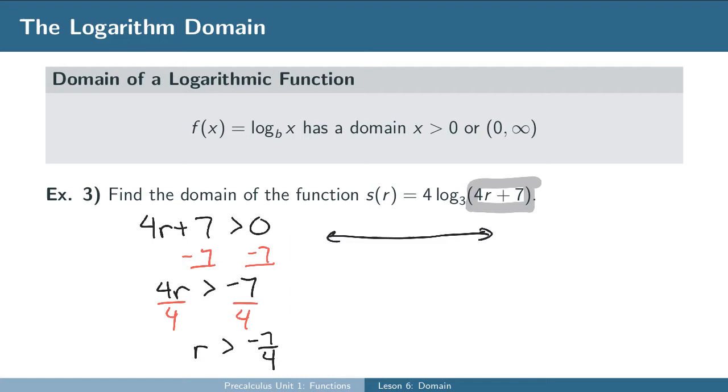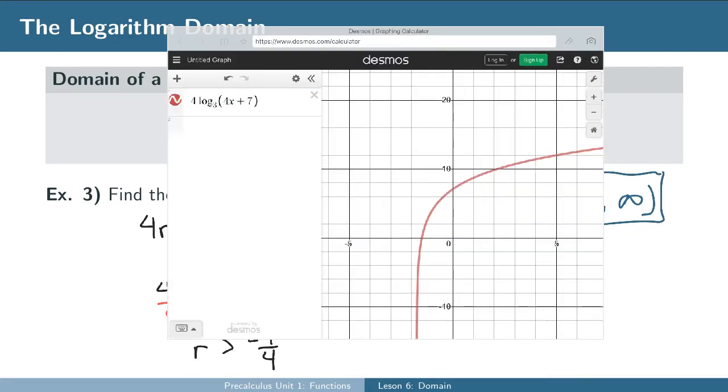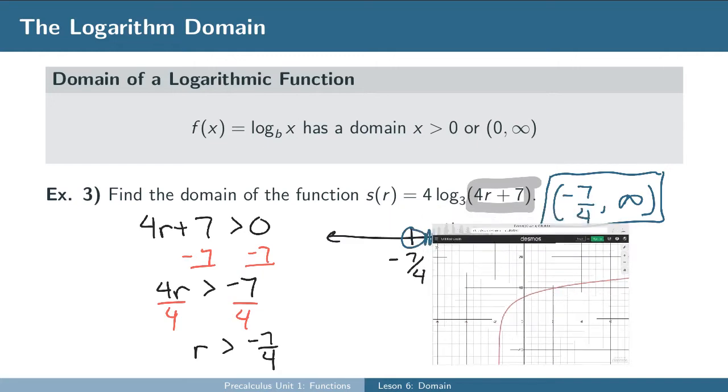On my number line, I'm going to plot negative 7/4, and since r does not include negative 7/4, it is going to be an open circle, and greater than is shaded to the right. So we will have negative 7/4 to infinity as our solution, with an open interval, so a parenthesis at negative 7/4. Here's what the graph looks like, and we can see very clearly the asymptote right here at negative 7/4, which is almost negative 2, right there.